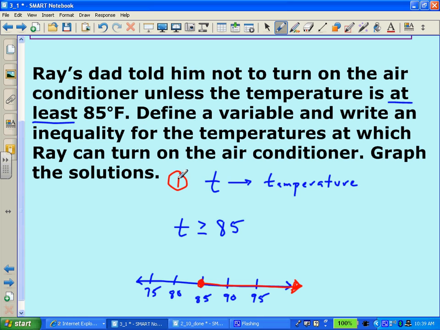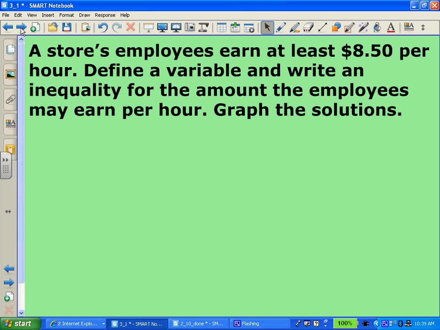Okay, so on a story problem you'll see 3 things. 1, define the variable. 2, write your inequality. 3, graph. Those are the 3 things I should see on your story problems. One more story problem to look at here.